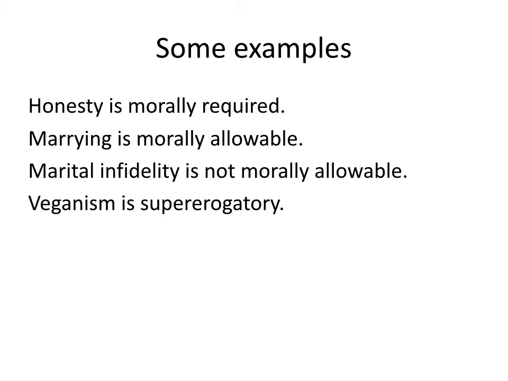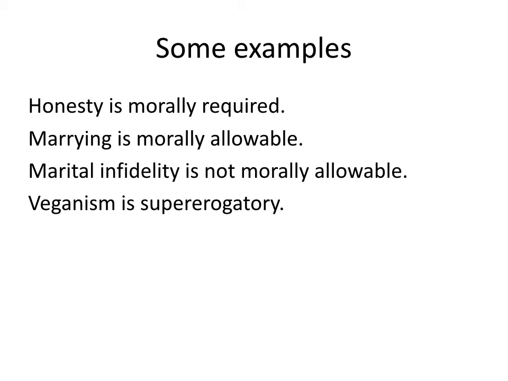Here are some examples, and what I've done for this slide is I took the blank templates I showed you on the previous slide and I filled in the blanks. So the first one, honesty is morally required. This means we must always be honest. We don't have a choice. Second one, marrying is morally allowable. It means that as far as morality goes, you may choose to get married and that's okay. You also may choose not to.